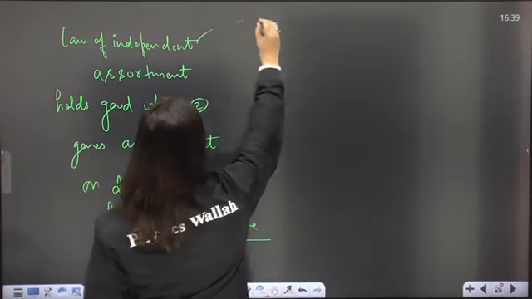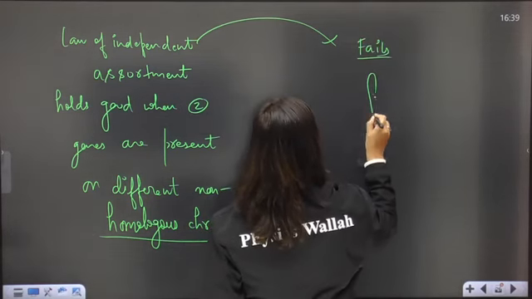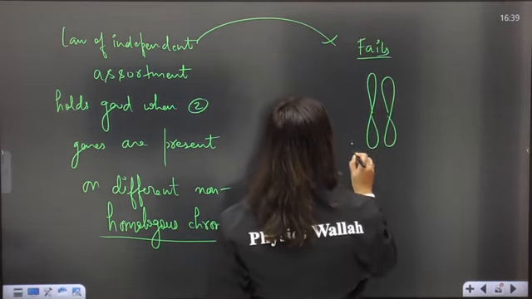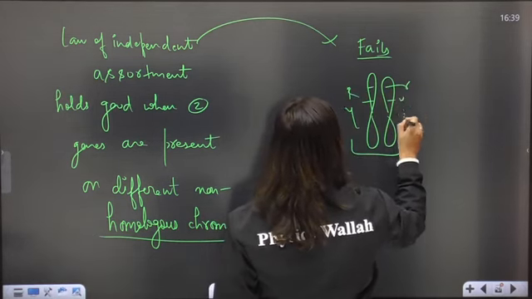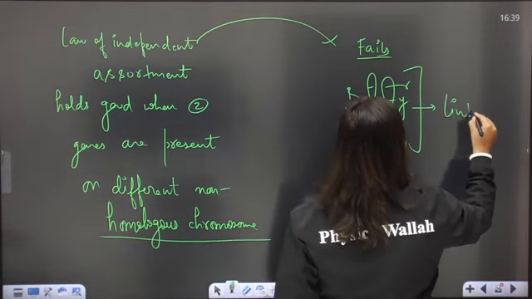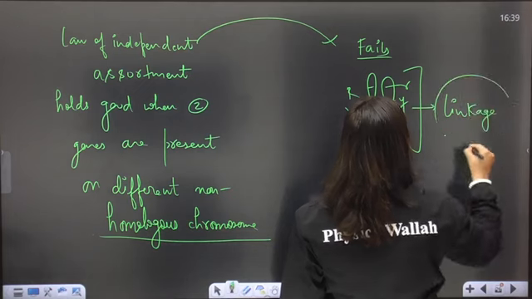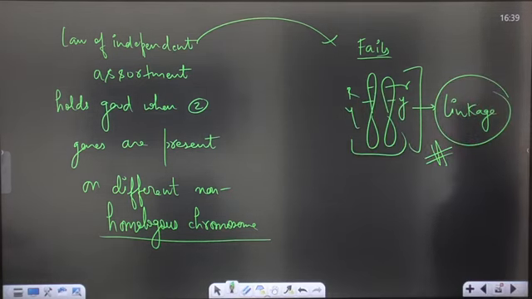And where it fails when the two genes are present on the same chromosome, right? Because here what we will see is linkage, and due to linkage this independent assortment will fail. Okay, so let's move further.